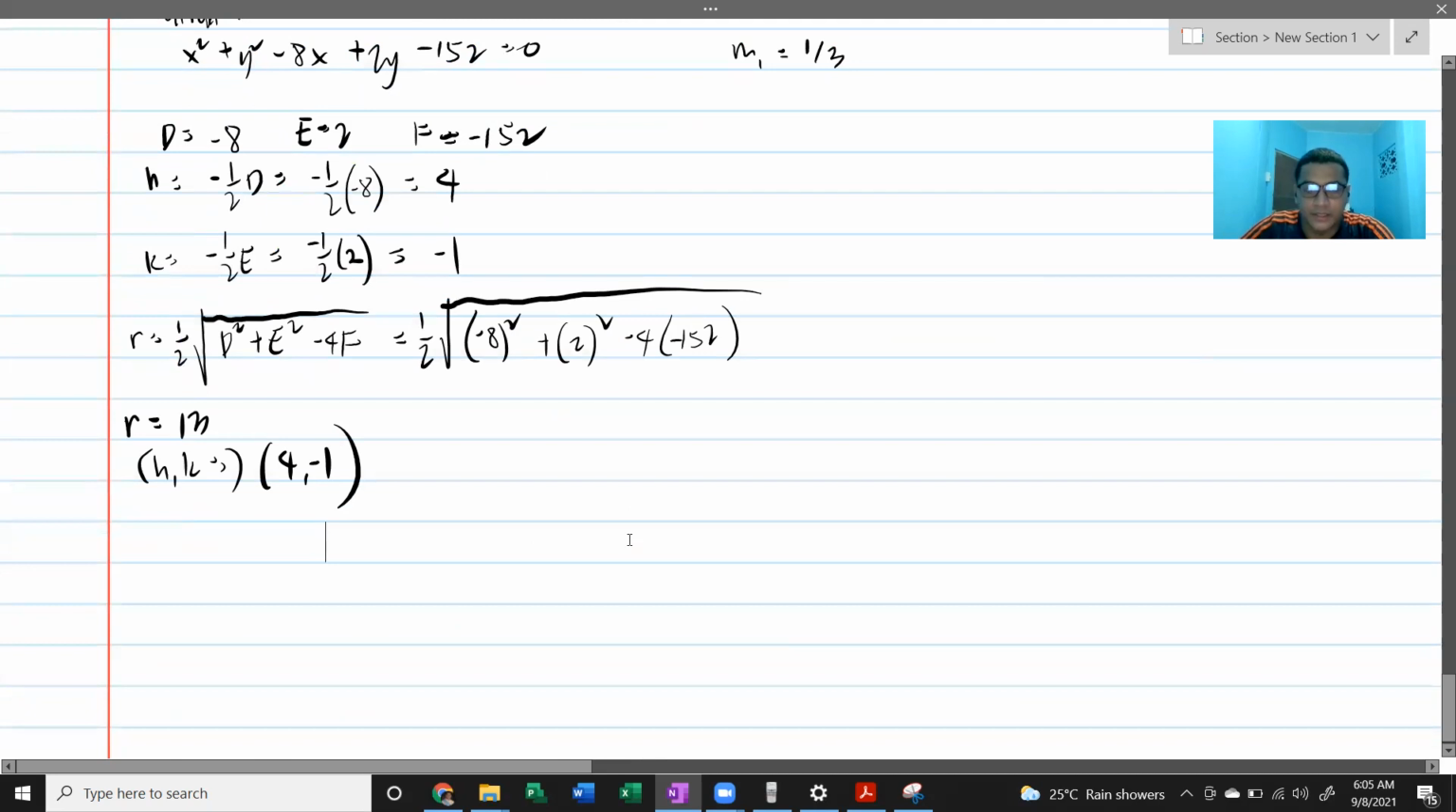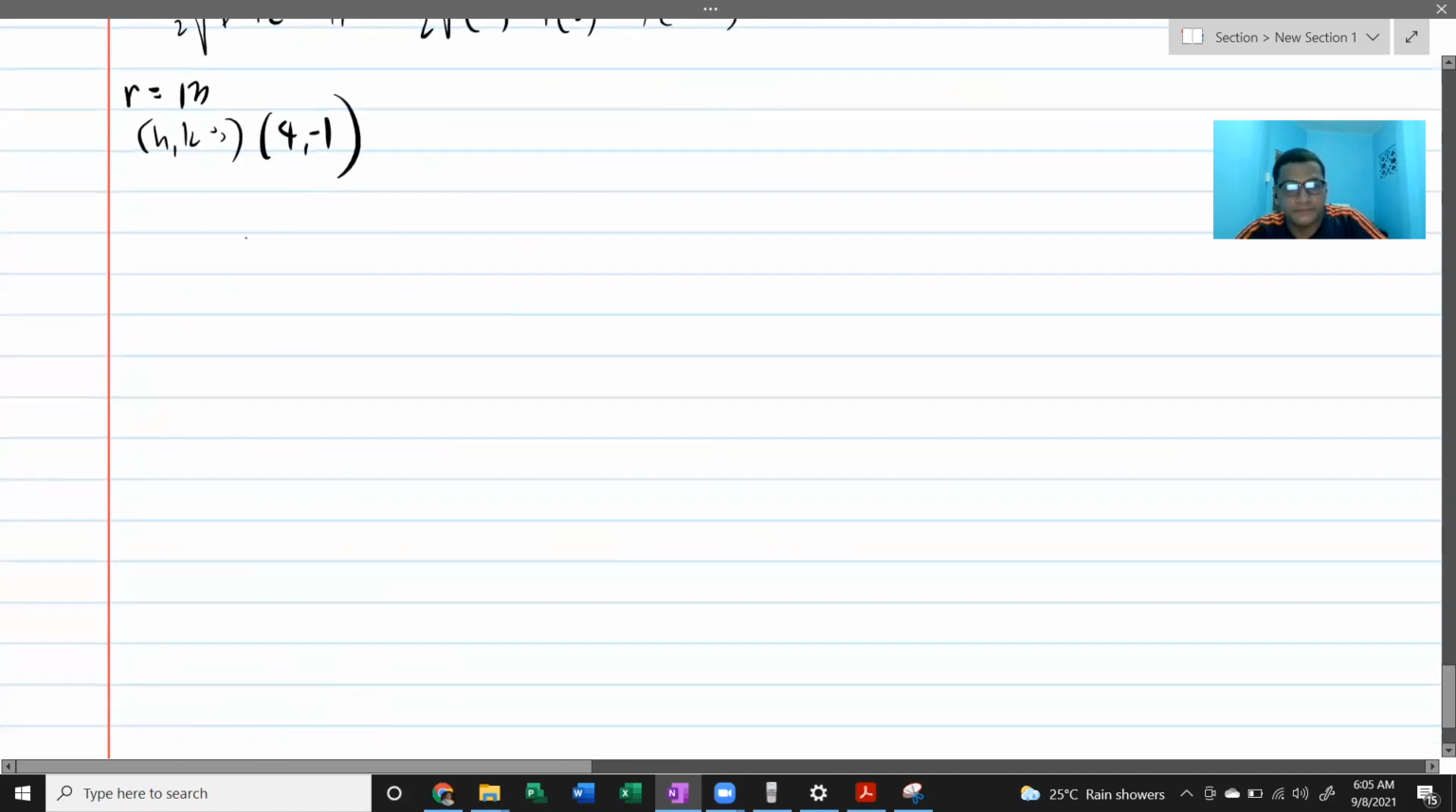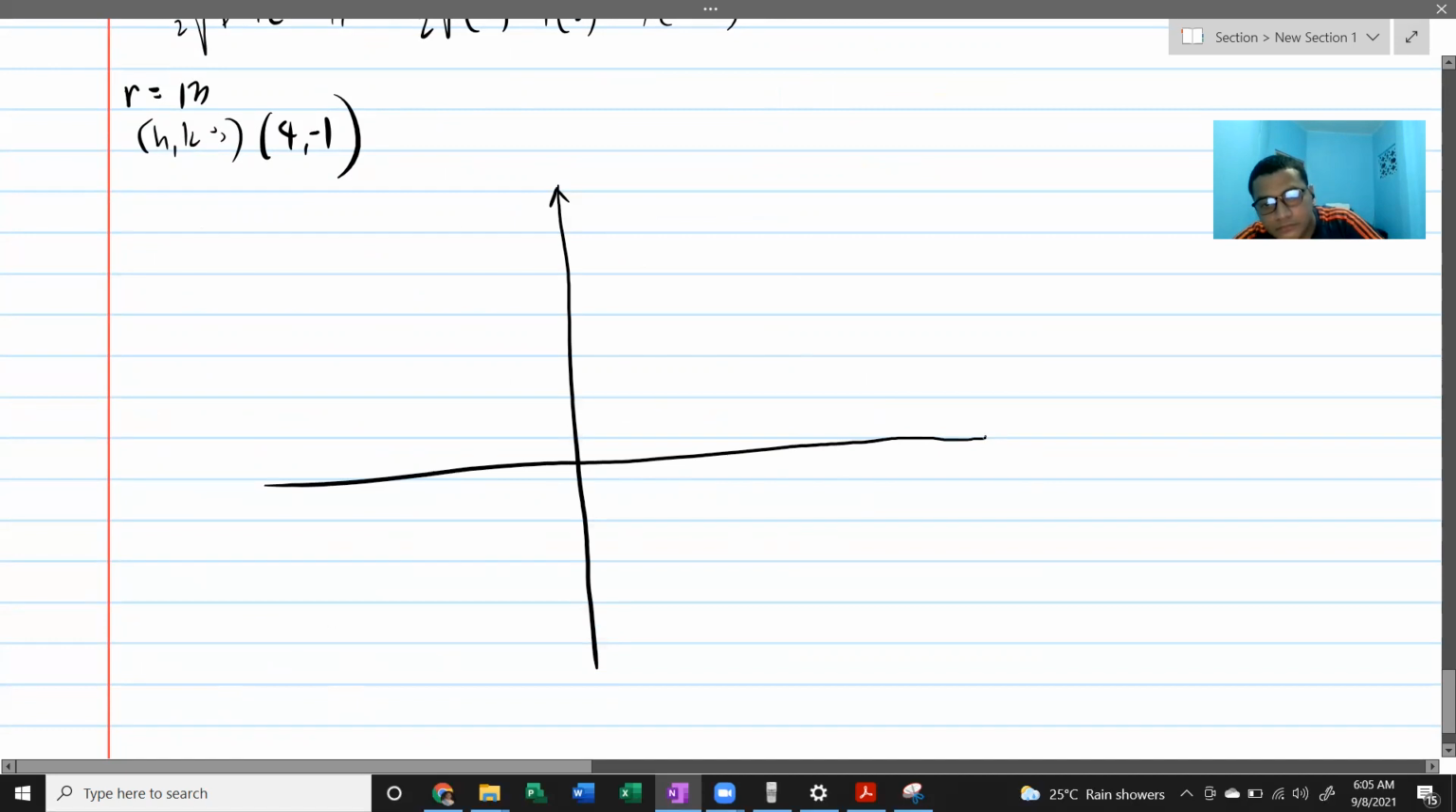Okay. So suppose our 4, -1 is located somewhere here. I'm sorry. 4 is positive and -1 is negative. So let's say here. There we go. 4, -1. Okay. Now our radius is 13.